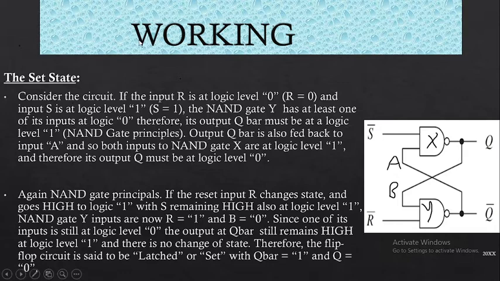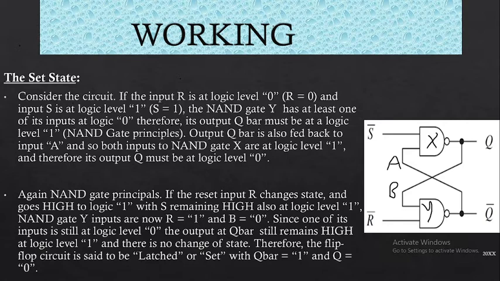So the working of SR flip-flop is divided into two parts. The first part is the set state and the second part is known as the reset state. Let's start with the set state. If the input R is at logic level 0 and input S is at logic level 1, the NAND gate Y has at least one of its inputs as 0, therefore its output Q bar must be at logic level 1 according to NAND gate principles.